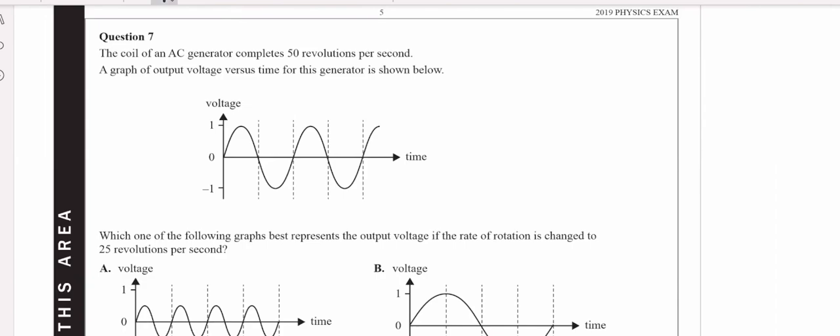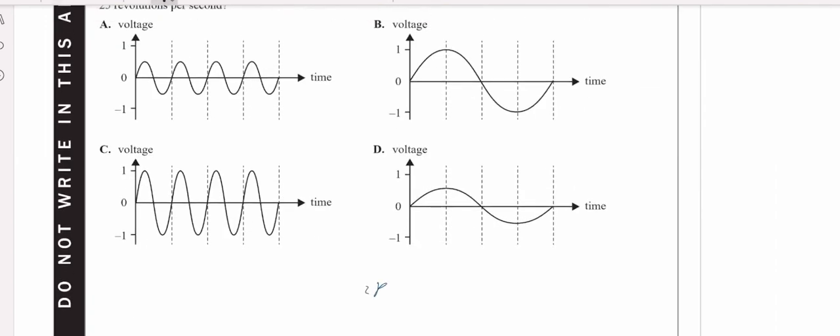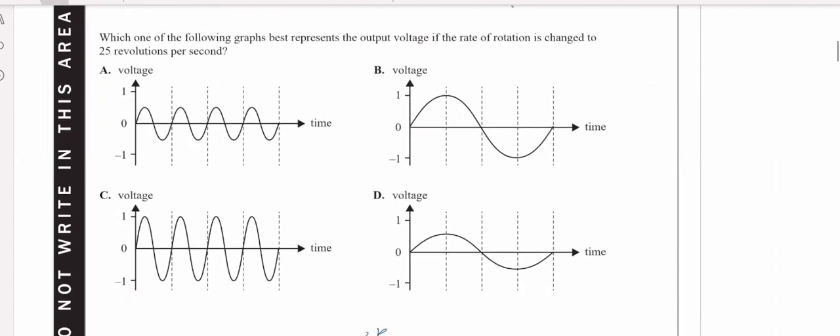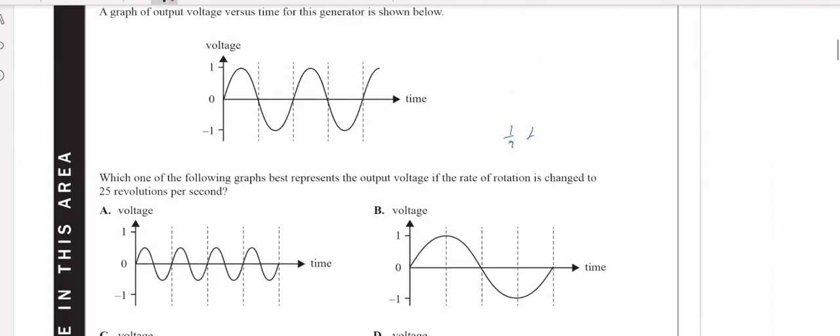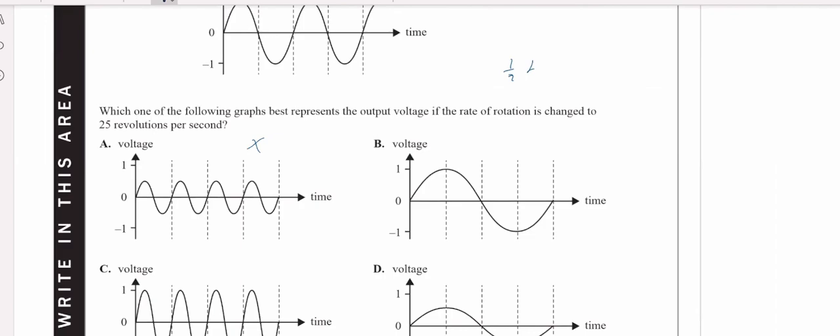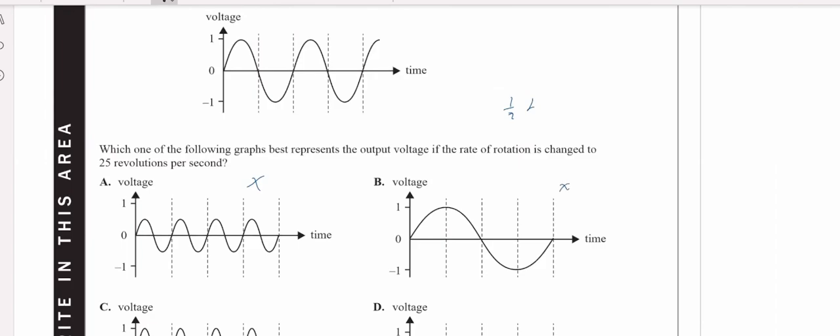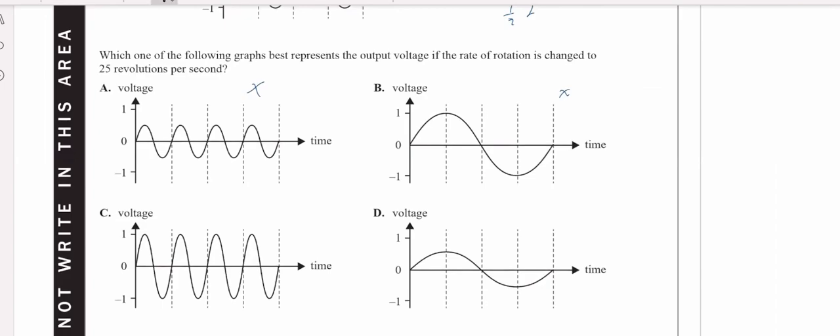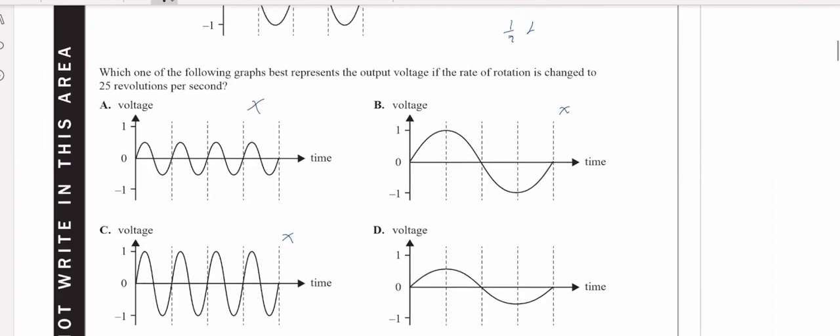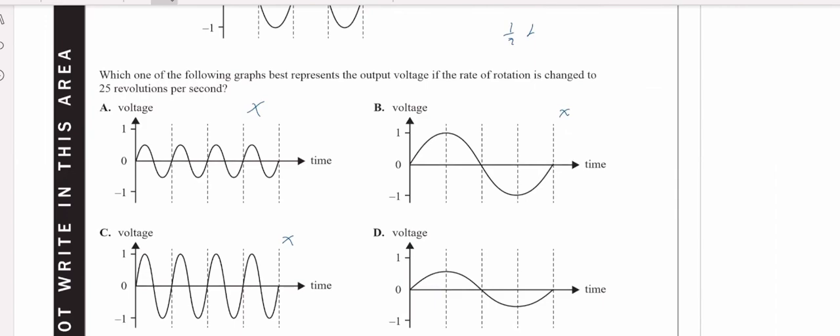So you have the frequency is halved. So the period will double and the amplitude will halve. So A, we're getting even more periods, and so it can't be A. B, the amplitude is still the same, so it can't be B. C, again, there's more periods. And then D, the period has been doubled and the amplitude has been halved.